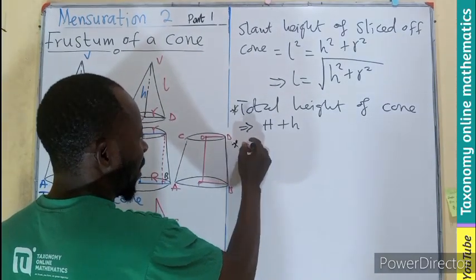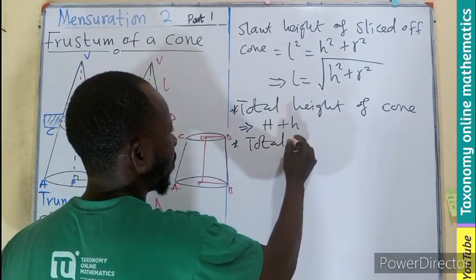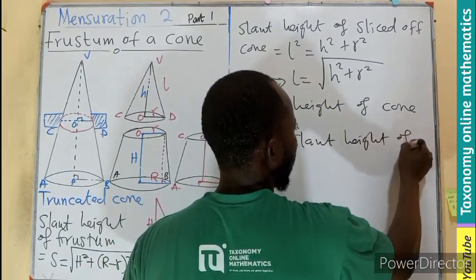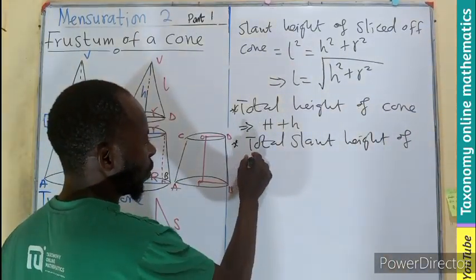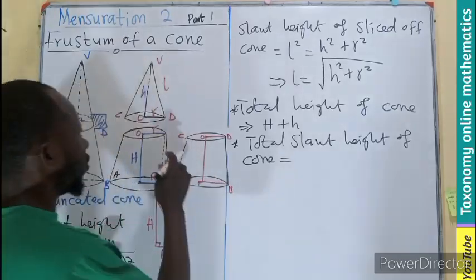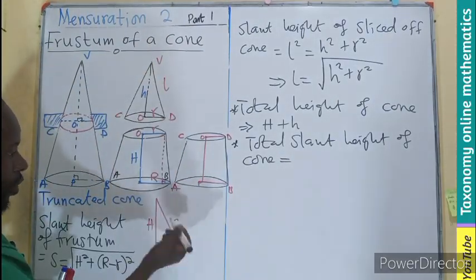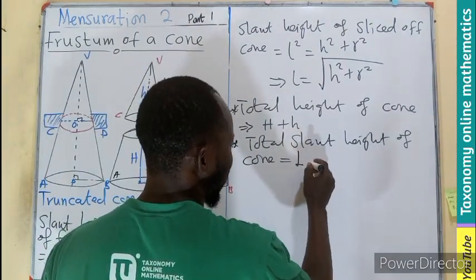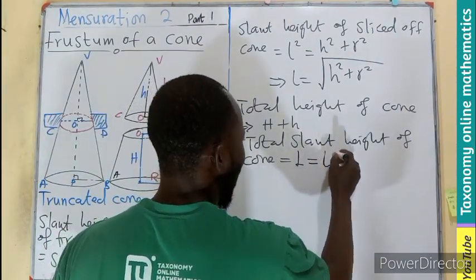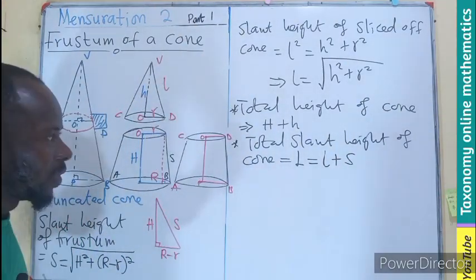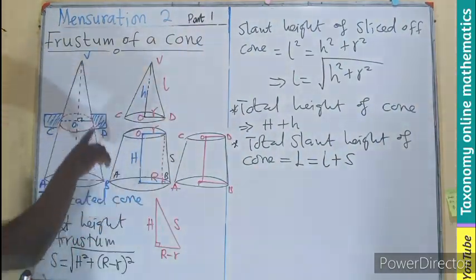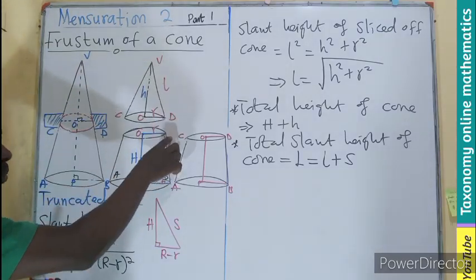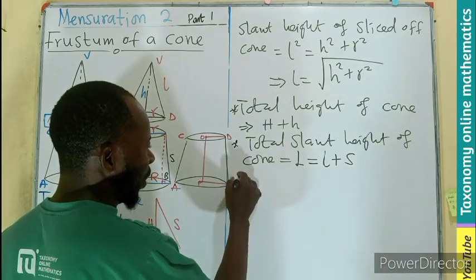What again can we find? We can also see, if I want to find the total slant height of the cone, it is going to be the addition of the two. We label here to be S. So if I use capital L, it will be equal to L plus S. The total slant height, which is the VB or the VA, is going to be this place plus this place.